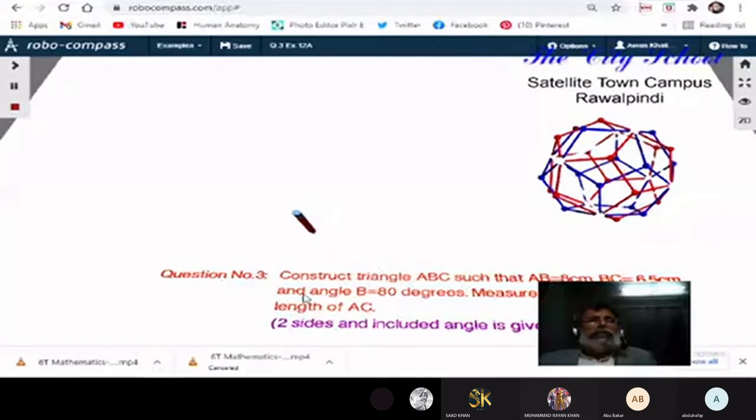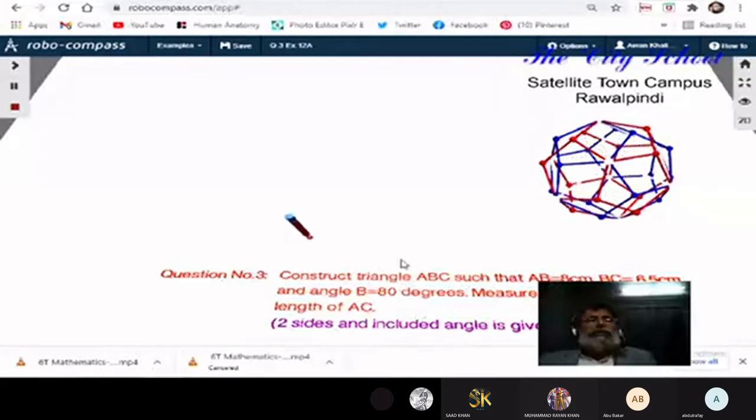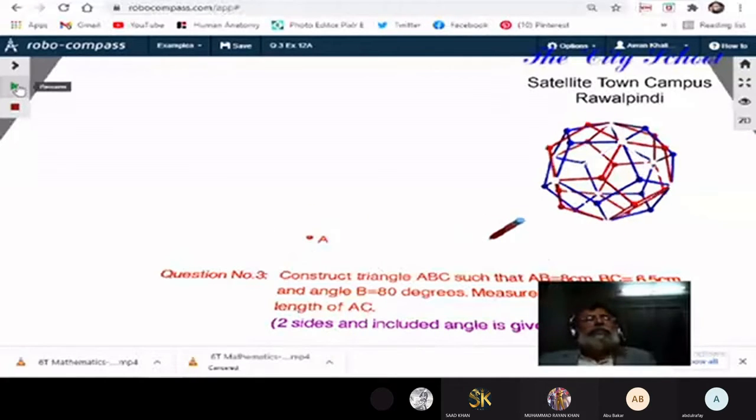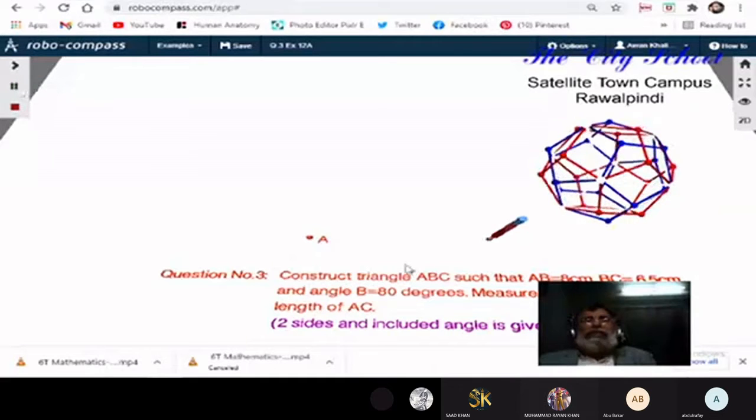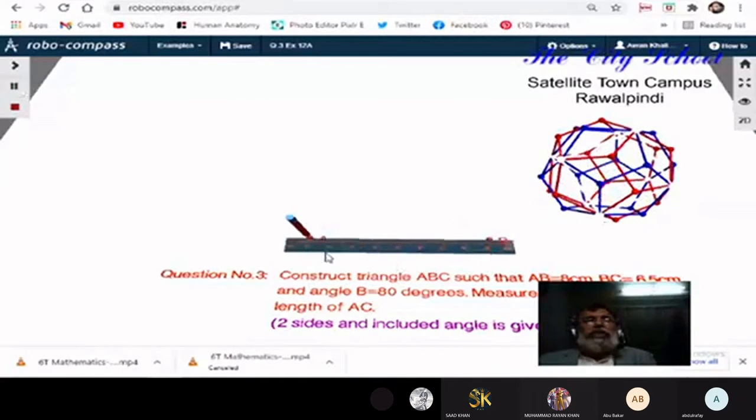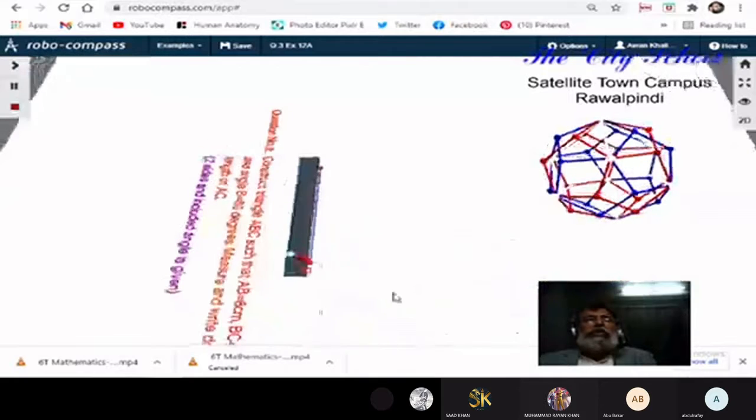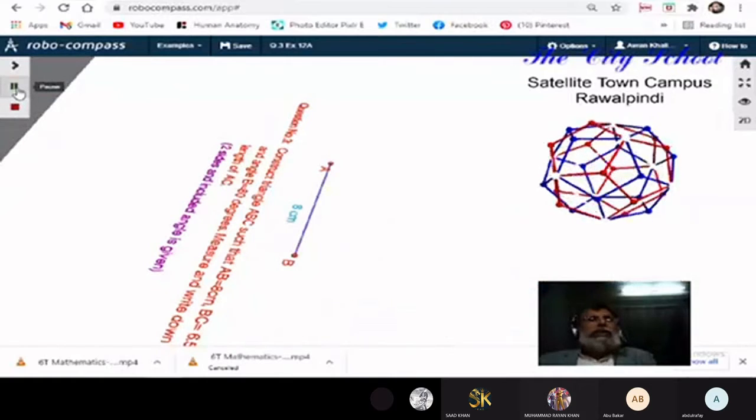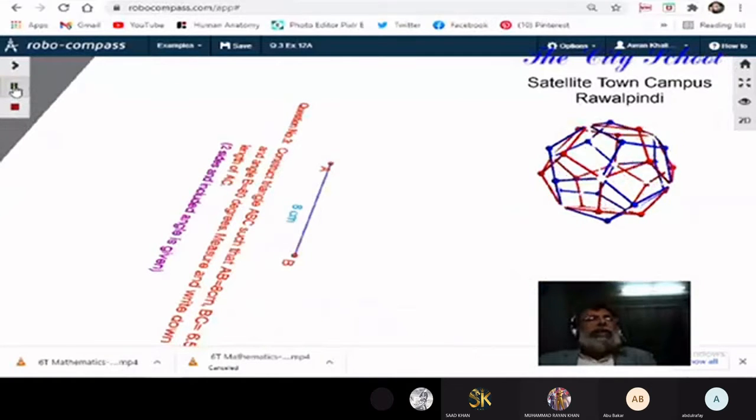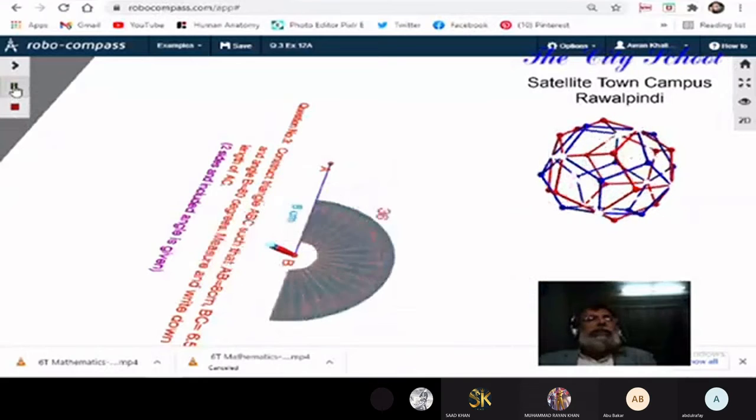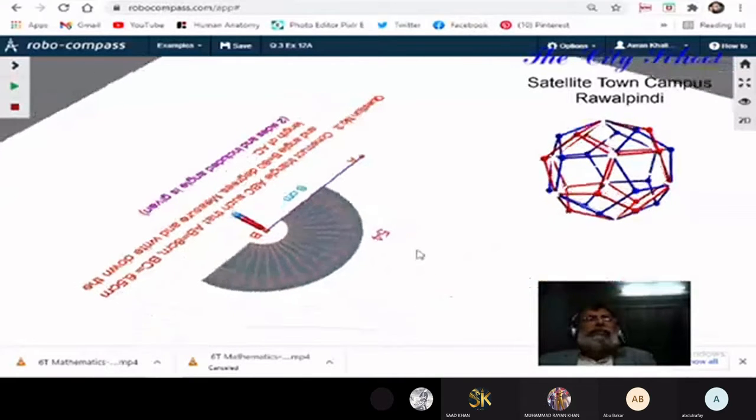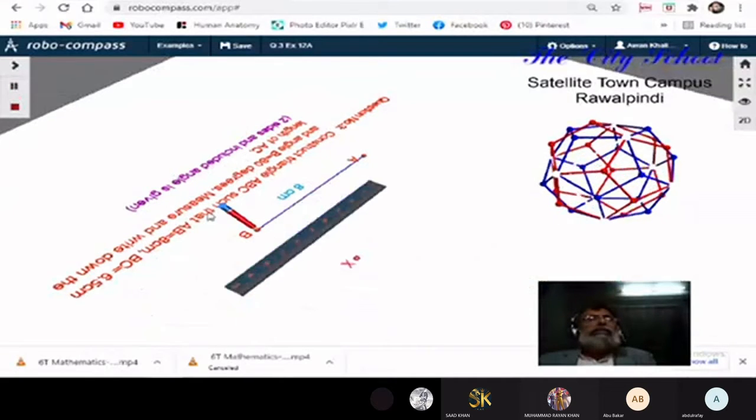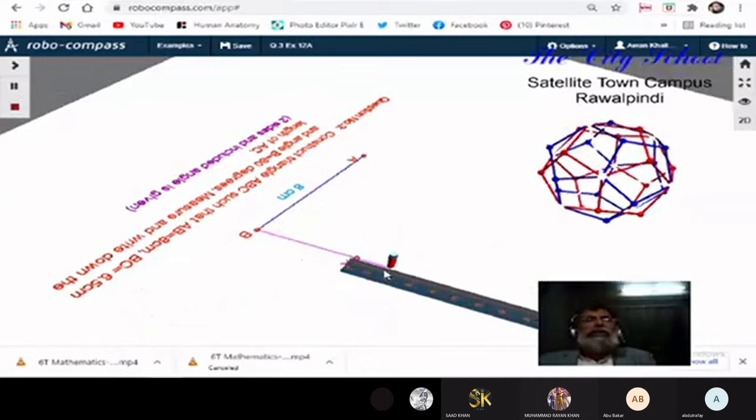So it's the case when two sides and the included angle are given. First of all, we'll be starting with a line. We must remember that we must start with the line. Now we are drawing a line here, and then using a protractor we will be drawing an angle of 80 degree. So let's check it, 80 degrees there. So we'll be drawing a line and extending it further.